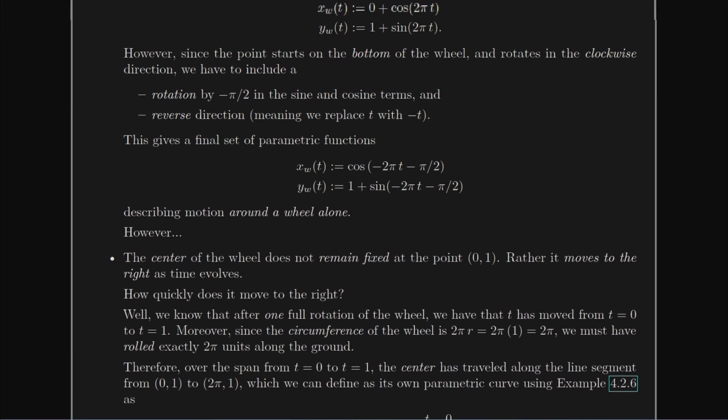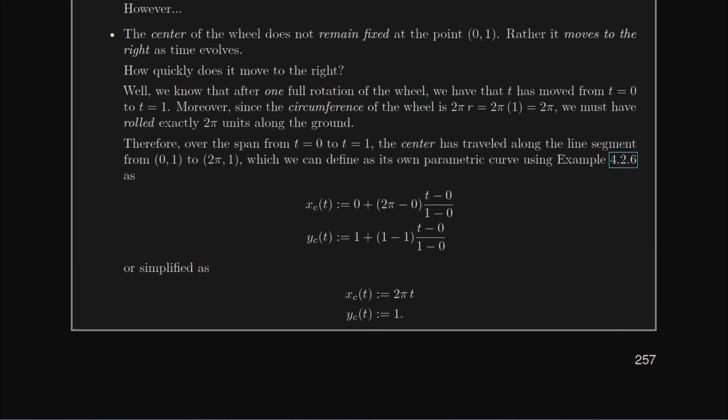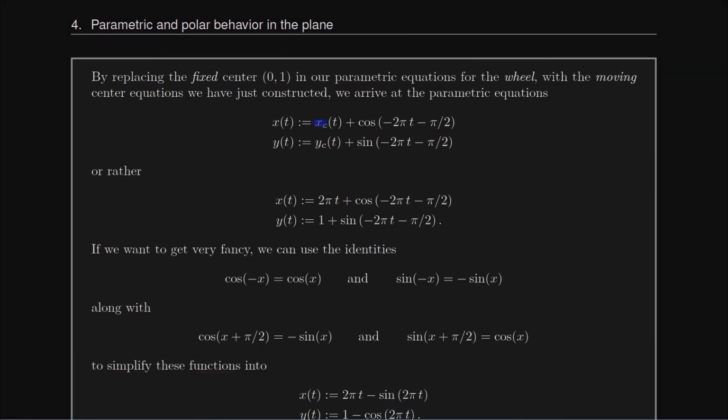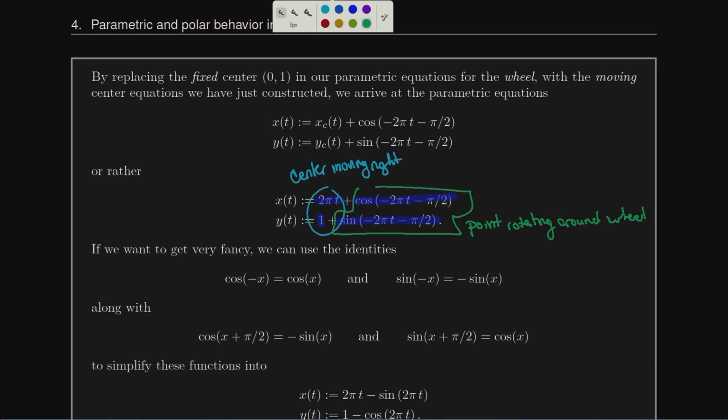And now if we want to combine the two things we've come up with, the point around the wheel just rotates around a circle given by the following, but then the center of that circle is no longer (0, 1). The center of the circle moves to the right, as 2 pi t, comma 1. So if I combine it all together, I put the center of the circle into my circle equation that I've already constructed, and now I get 2 pi t, 1 for the center, and this is the point revolving around the wheel. So this is the center moving right, and this is the point rotating around the wheel. So this will actually be my collection of parametric equations for this cycloid, derived from scratch.